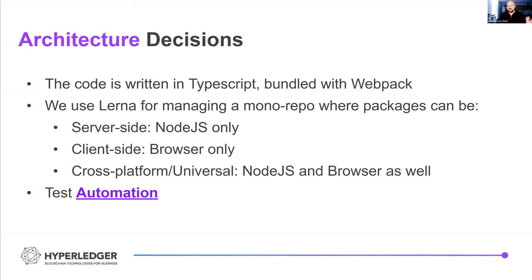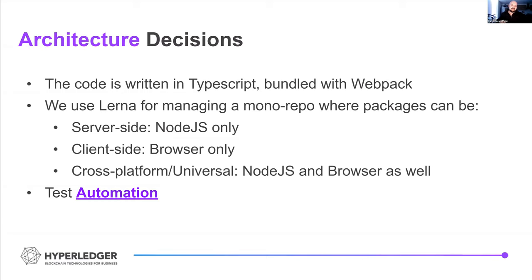And yes, as I mentioned, we have cross-platform packages. So for example, the API client package that we have that you can use to conveniently issue requests to the Cactus API. So that works the same way on Node.js and in the browser as well.